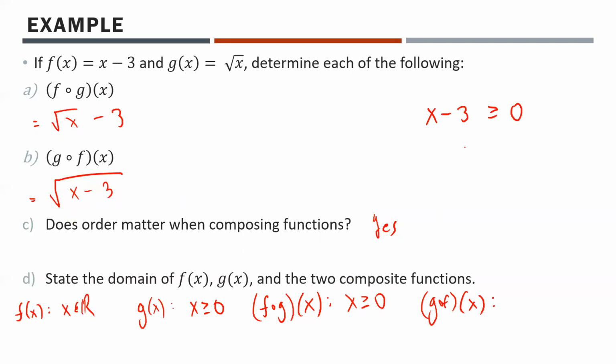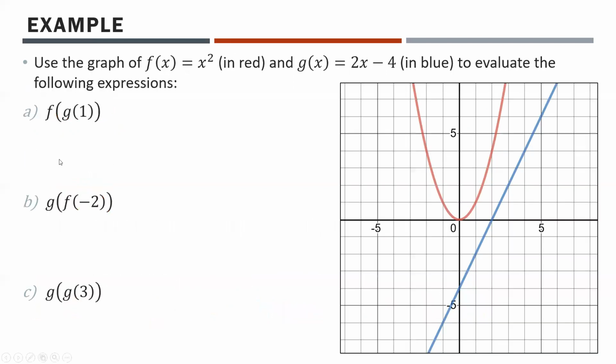This is no way to express a domain, though. We need to have our x all by itself. So let's just add 3 on both sides. It is an inequality, so you can do that. You treat inequalities just like you treat equations with a few extra rules. But that means it's x is greater than or equal to positive 3. Because if x was equal to 1, this would be 1 minus 3, which is the square root of negative 2, and that doesn't work. Okay? All right, moving on.